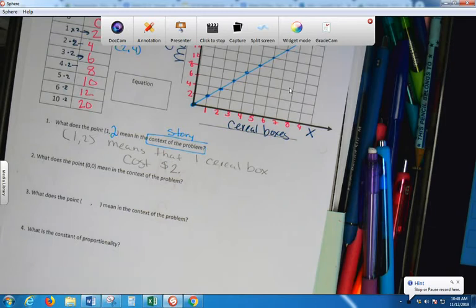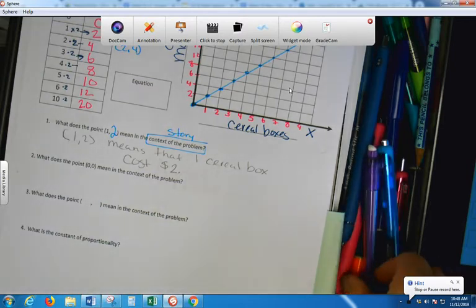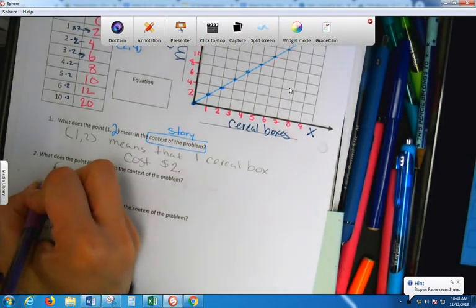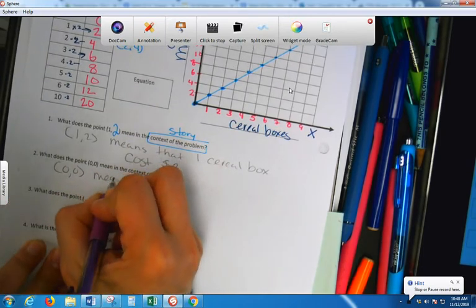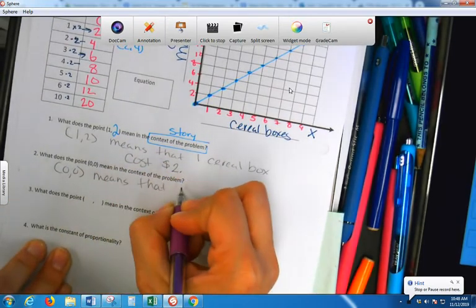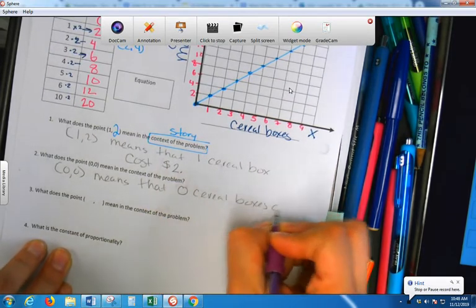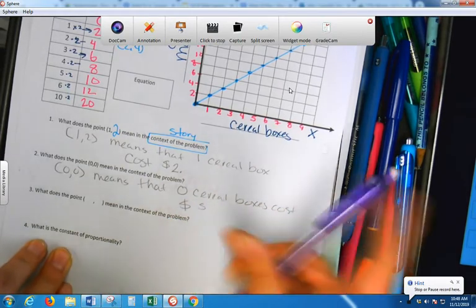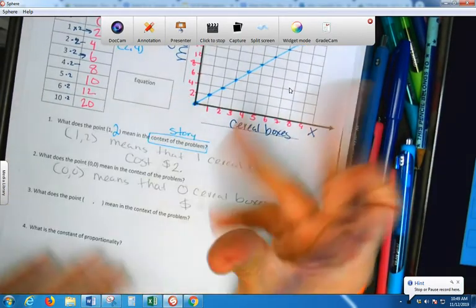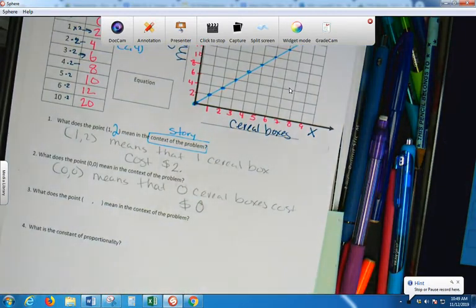Okay, what does the point (0, 0) mean in the context of the problem? 0 boxes, $0. Yeah, but use the word cost. So, (0, 0) means that 0 cereal boxes cost $0. You're literally going to be asked that, and you just have to write this little simple sentence.